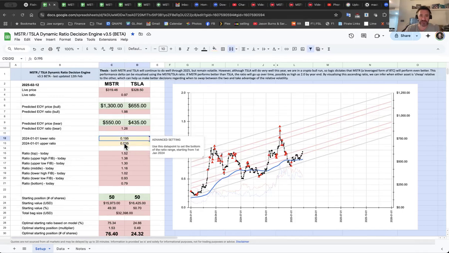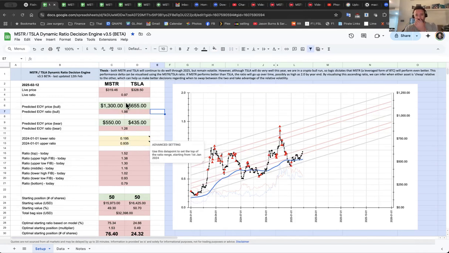These yellow cells here represent the ratios for the start of the range. So 0.195 is the bottom here, and 0.935 is the top of the range. You can change these if you want, but I'm not sure why you'd want to, because we know from looking at the chart that this is basically the bottom of the range, and this is the top of the range, just based on what it did before. I'd recommend keeping those as they are.